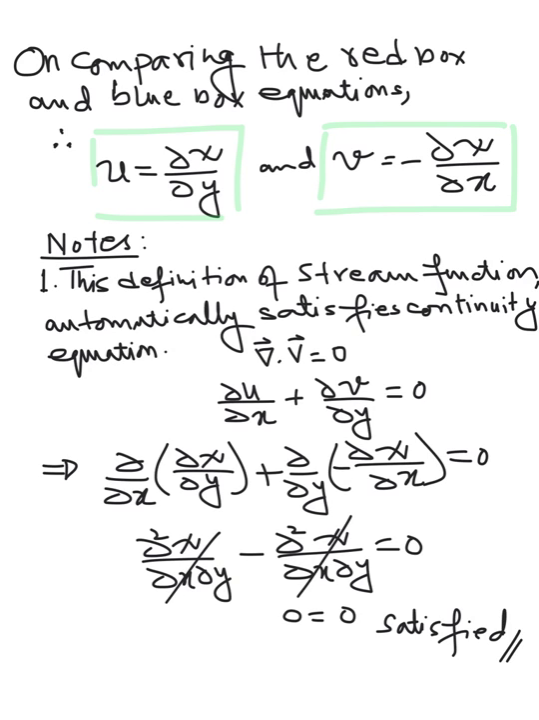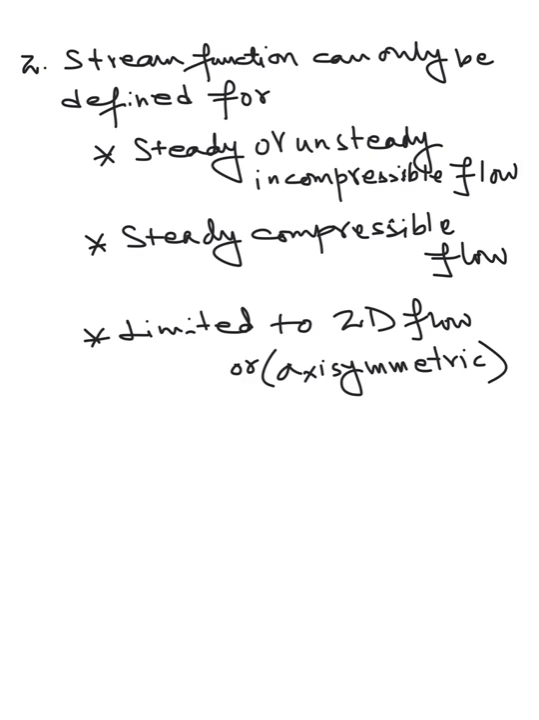And here you have seen that I have substituted the velocity components in the continuity equation and checked that it has been satisfied. So next I would like to mention some conditions that you have to satisfy in order to check the existence of a stream function. In addition to the previous condition of continuity, there exists some other condition also that you must check for the existence of a stream function.